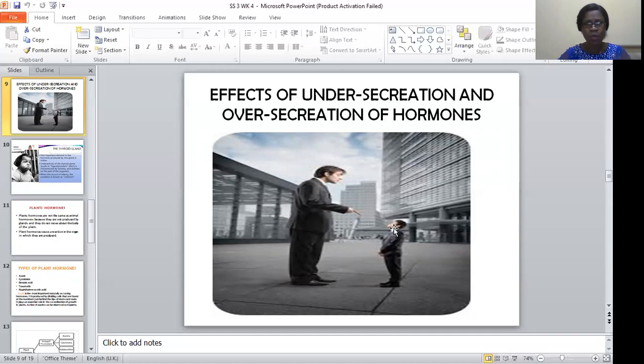You might have seen one person or the other around your area or environment that is a dwarf. And you might have seen somebody that is a giant too, very tall, huge, fat. They refer to it as gigantism. This is as a result of under-secretion or over-secretion of a certain hormone, especially the growth hormones in the system.